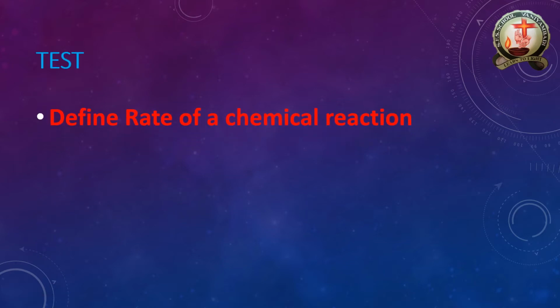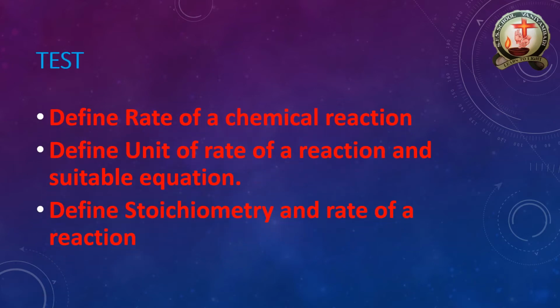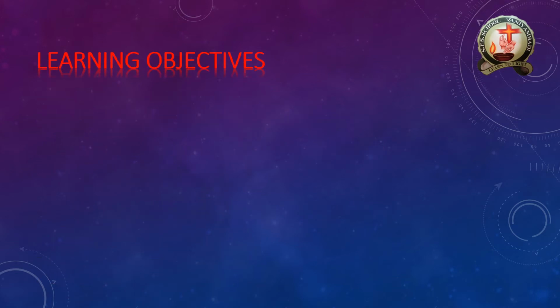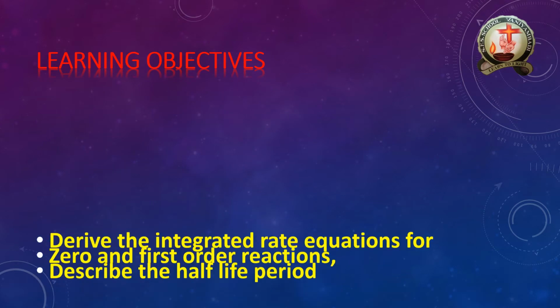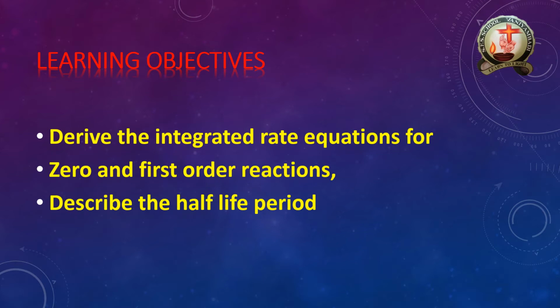Then this was the test for the last video. Then in today's lesson we are going to see the learning objectives. The first, derive the integrated rate equation for zero and first order reaction. The first video continuation, and afterwards describe the half-life period. Then derive the first and second order equations and then molecularity. In this video we are going to see three things. First, the molecularity and integrated equations for zero and first order reaction, and a small introduction for the half-life period.